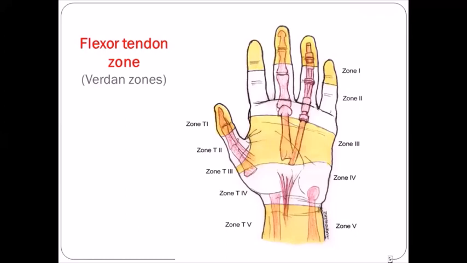It is given by Verdan. It is also called the Verdan zones. There are 5 zones. Zone 1 is the distal phalanx as well as the DIP joint. Zone 2 is the proximal phalanx and MCP joint, and zone 3 is the metacarpal area. Zone 4 is the carpal tunnel area, and zone 5 is proximal to the carpal tunnel. Although we are not going to discuss the thumb, there are 5 zones in the thumb also: T1, T2, T3, T4, and T5.